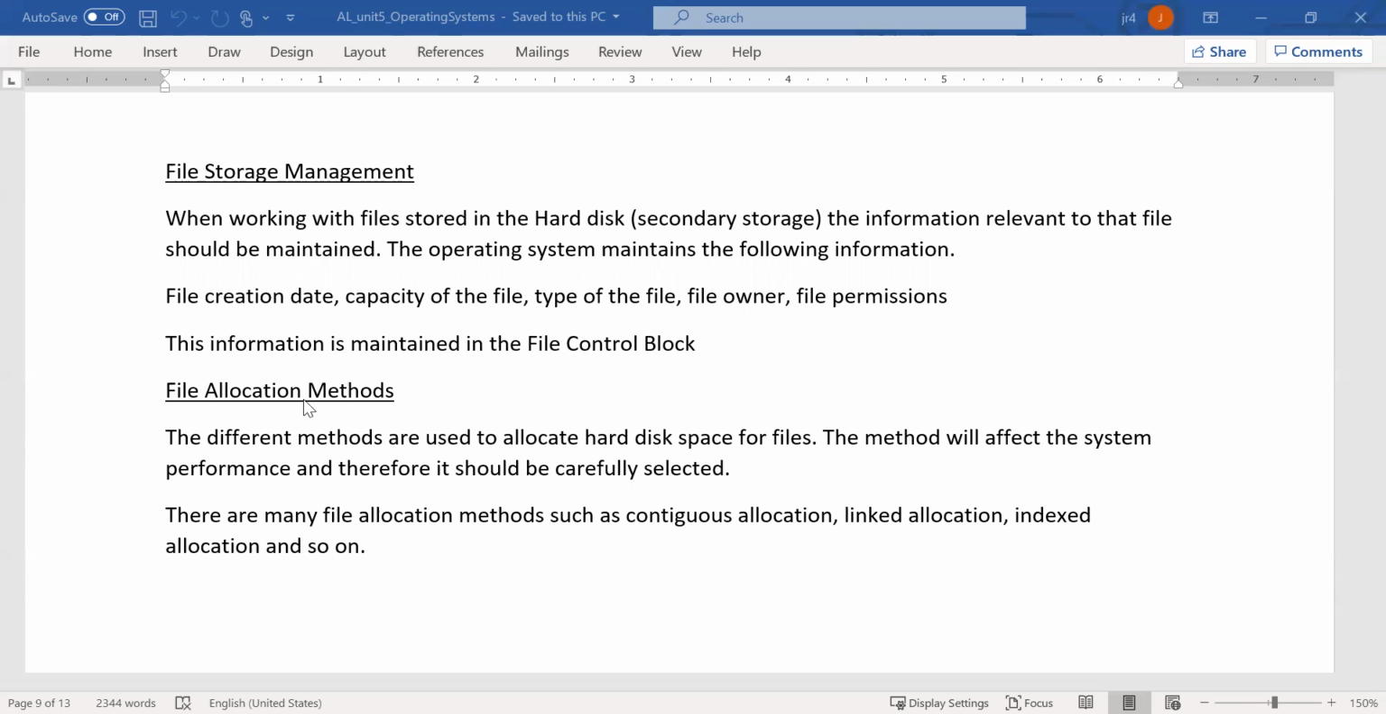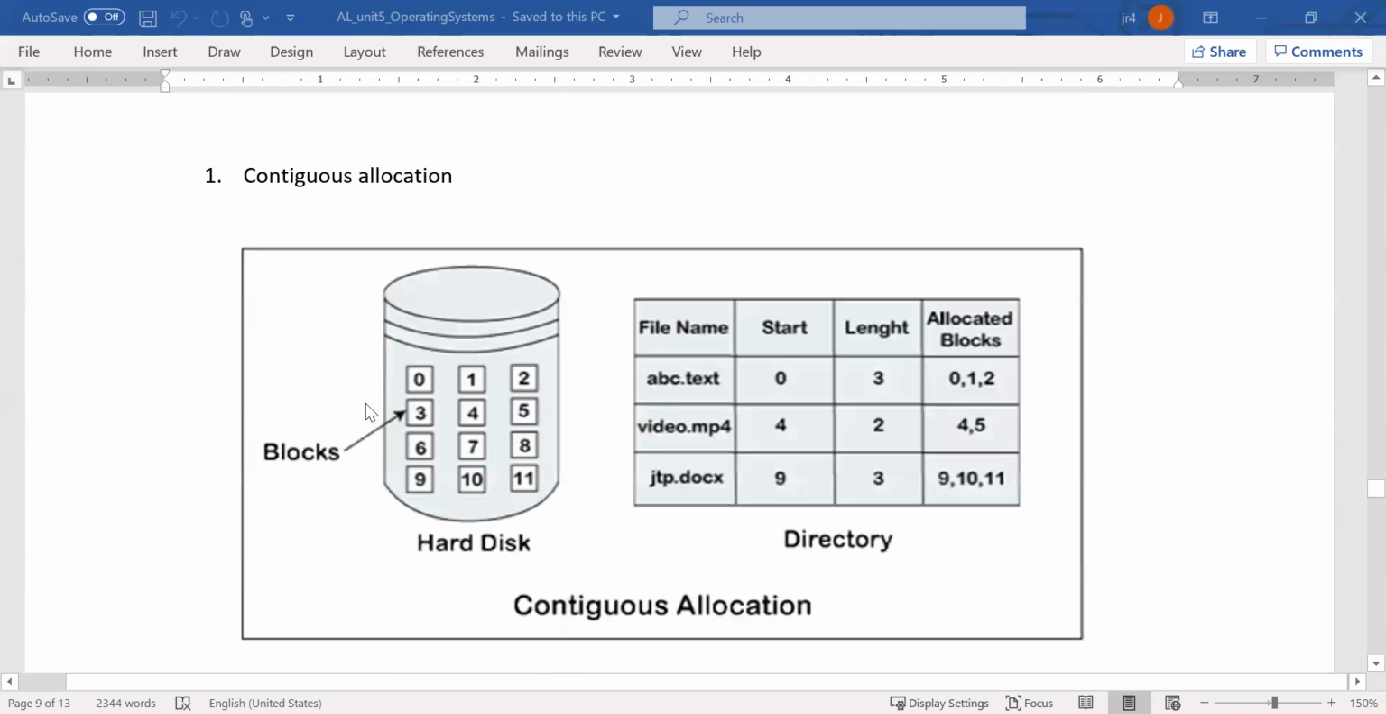So this is called file allocation methods. In contiguous allocation, we discuss with this example. For example, the ABC text files are stored between blocks 0 to 3: 0, 1, 2, and so on. So the length is 3, the blocks allocated is 3. Then video, again, starts with 4, length 2, that means it assigns blocks 4 and 5. So that means when storing a file, contiguous allocation is given.